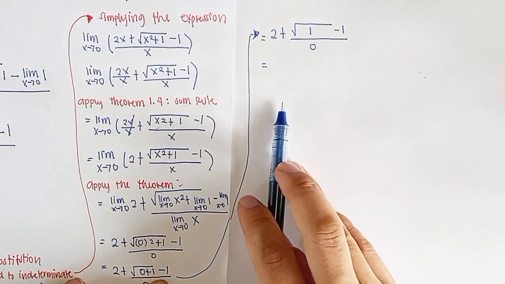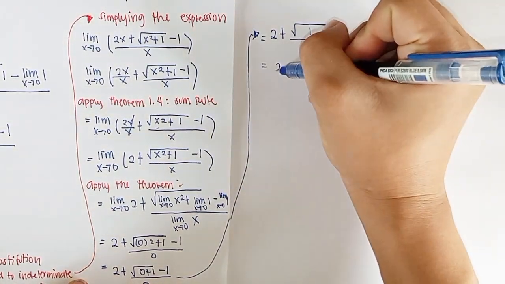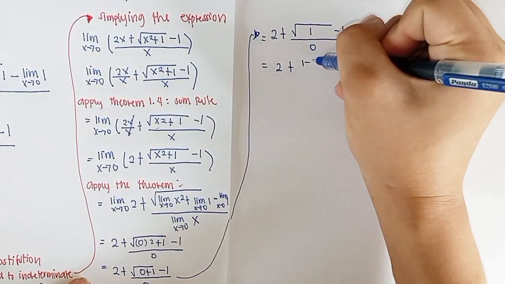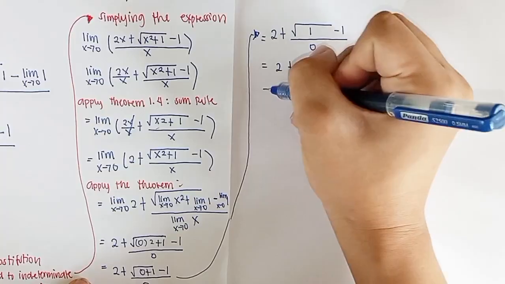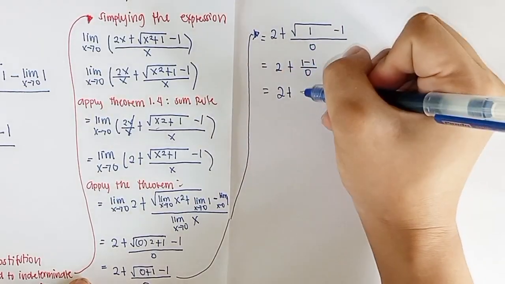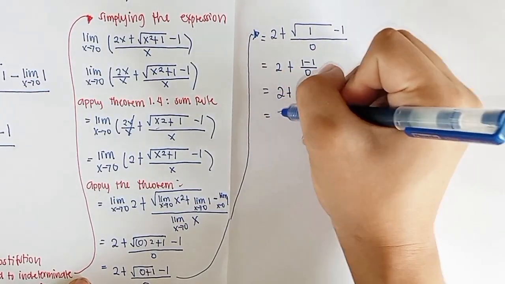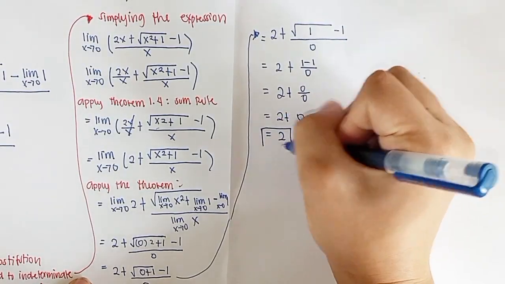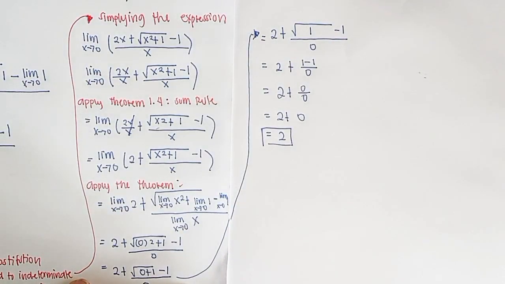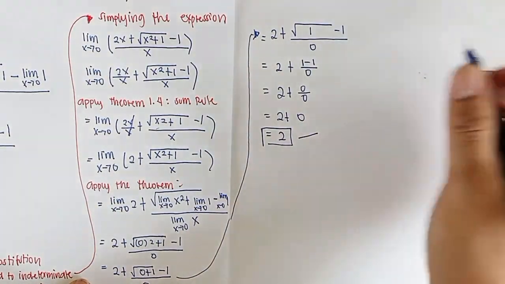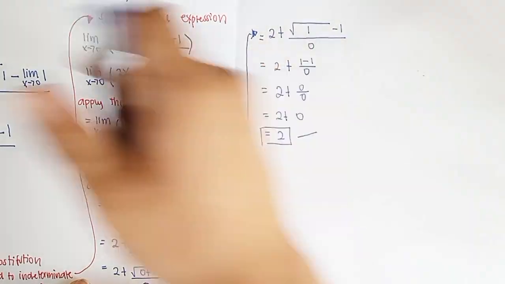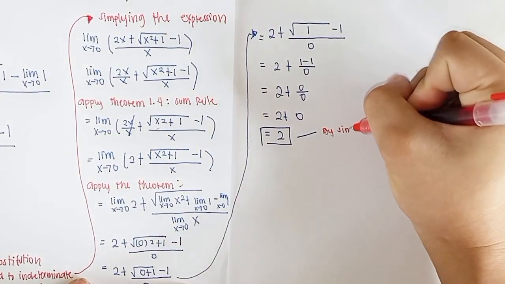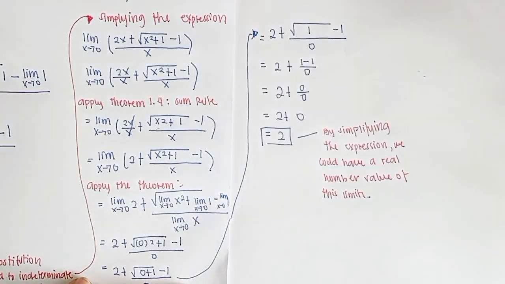If we add 0 plus 1, this becomes 1. So this becomes 2 plus square root of 1 minus 1 over 0. We all know that the square root of 1 is simply 1. So this becomes 2 plus 1 minus 1 over 0. Since 1 minus 1 is equal to 0, this becomes 2 plus 0 over 0, where 0 over 0 is simply 0. So 2 plus 0 is equal to 2. By simplifying the expression, we could have a real number value for this limit.